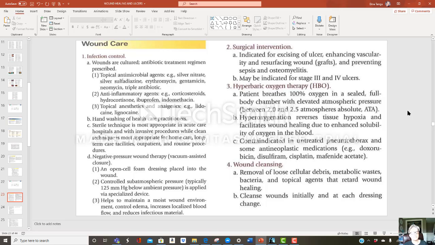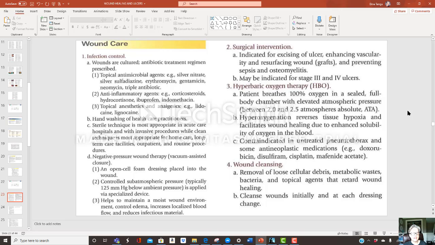Wound care, infection control. Wounds are cultured, antibiotic treatment regimen prescribed. Topical antimicrobial agents, for example, silver nitrate, silver sulfadiazine, erythromycin, gentamicin, neomycin, and triple antibiotic.